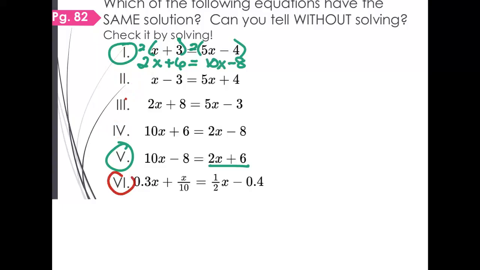All right, I know this one, 6 and 1, because this is basically, I think, x plus 3 is equal to 5x minus 4. So if you take 1 and you divide it by 10, you're going to get 0.3x plus x divided by 10 equals 1/2 x minus 0.04.